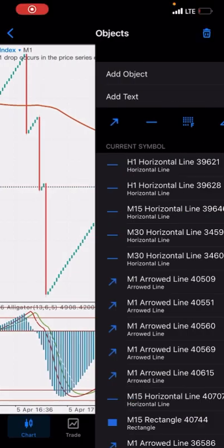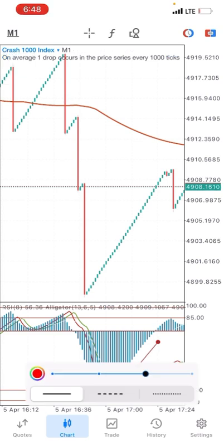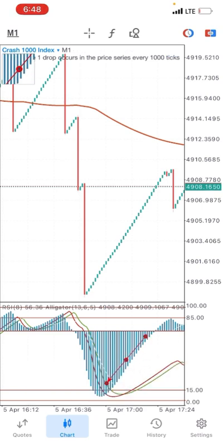Take a good look at this. Take a good look at this one. You can see from that level that market started moving from that level upward. You see the red indicator crossing the green indicator upward, right?